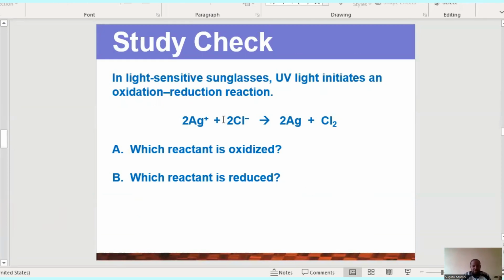Okay, the oxidation state of silver is changed from +1 to 0. This one is 0. This one is +1. Okay, from +1 to 0. This is the reduced substance. Ag+ is the reduced substance, and the oxidation state of chlorine is changed from -1 to 0. This is oxidation. Cl- is oxidized, and it acts as a reducing agent. Ag+ is reduced, and it acts as an oxidizing agent.